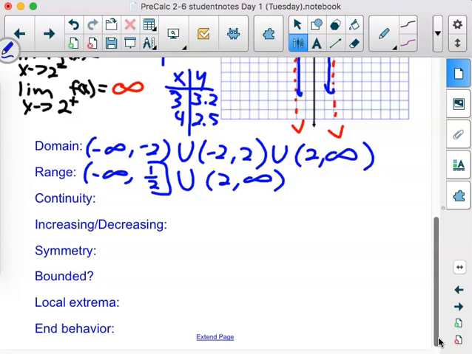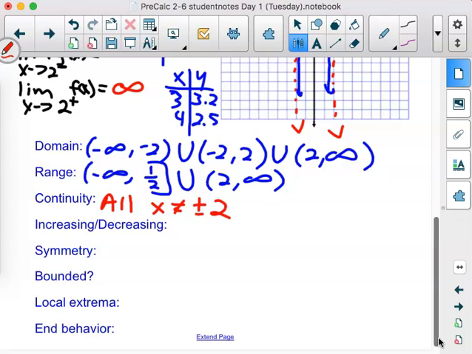But I don't include the 2 because remember that was a horizontal asymptote. Okay, we have to say it's continuous, but obviously it's not continuous for everything. What 2 numbers are bad? -2 and +2. Exactly. Those are out, and that's because those were vertical asymptotes.